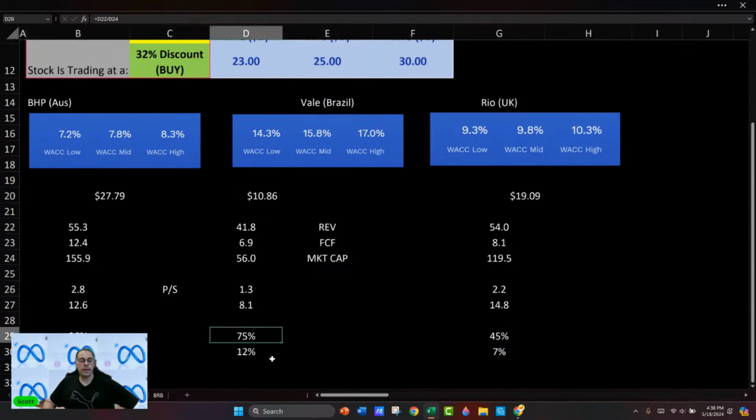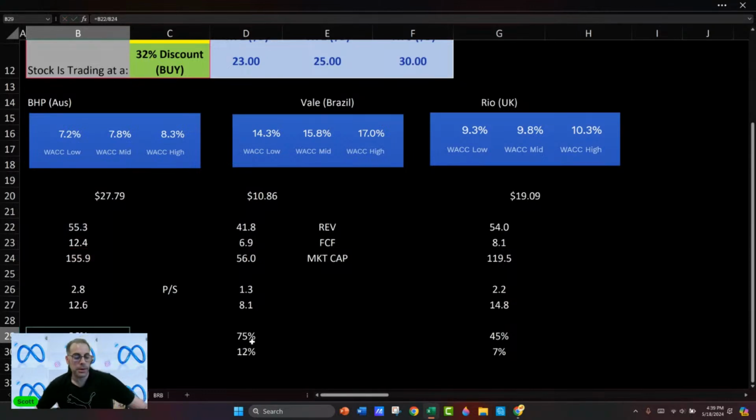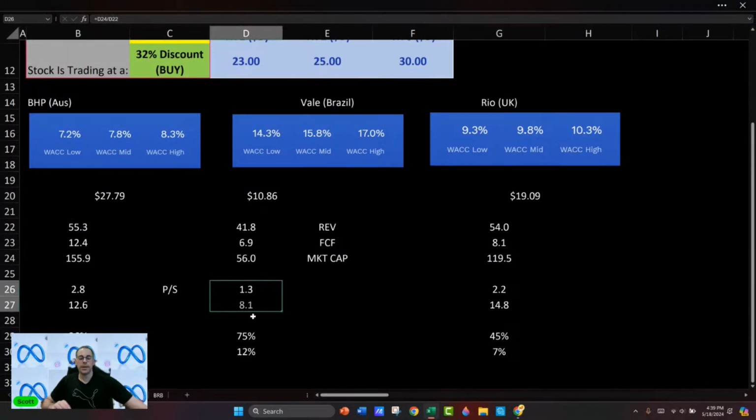So Vale has 42 billion of revenue, 56 billion market cap. So it's a 1.3 price of sales. So that means their market cap is 130% of their revenue, or 1.3 times. So 75% of their market cap is revenue. And look at BHP, only 36% of its market cap is revenue at 2.8. It's trading at such a discount.